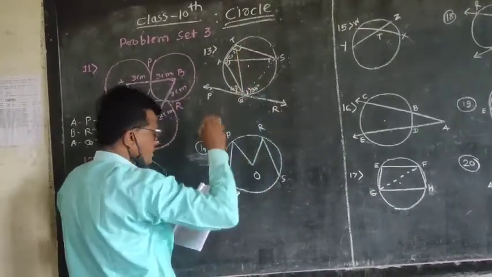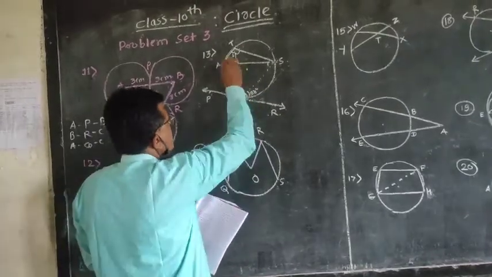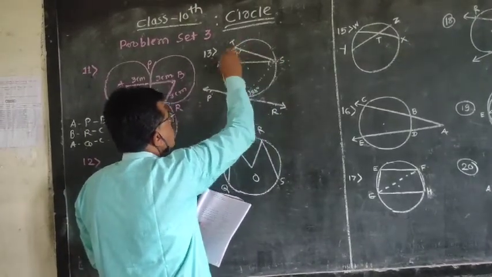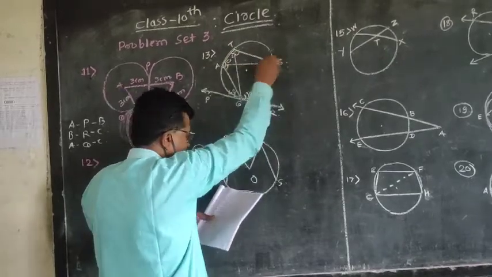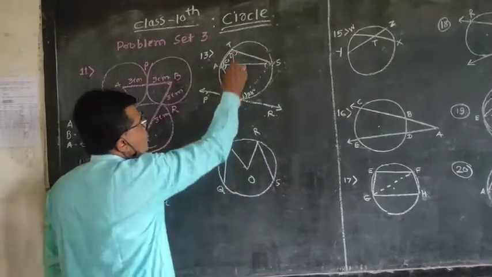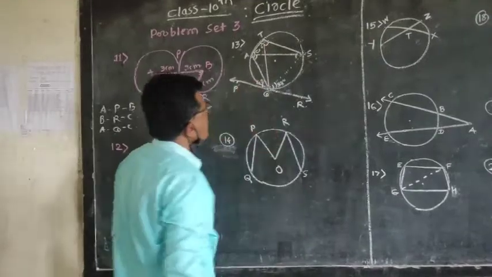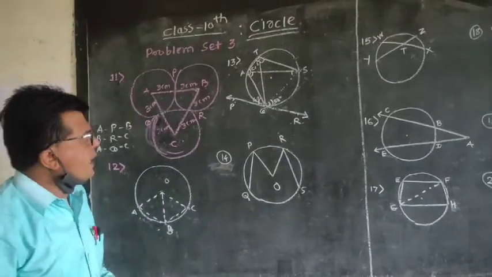Here the tangent secant theorem. Then angle ATS is equal to ATQ plus QTS. Then ATS is equal to 42 degrees plus 58 degrees. Then it is equal to 100 degrees.